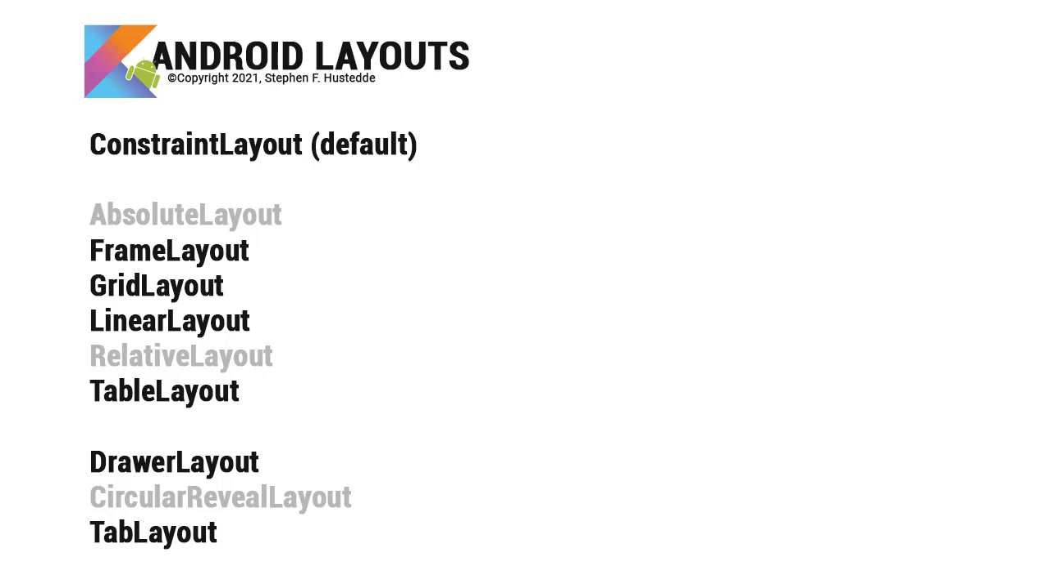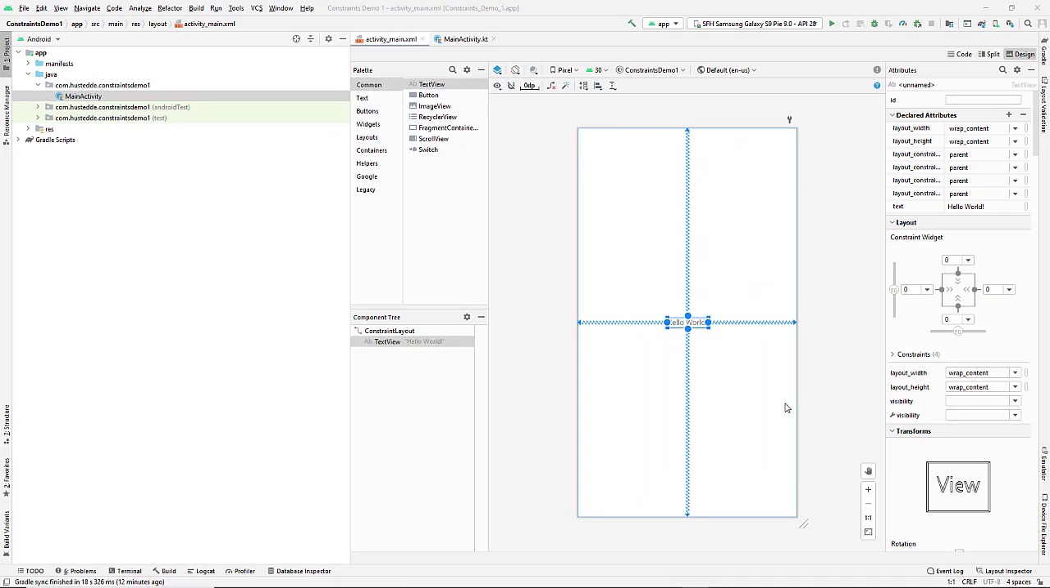I want to spend a little more time though on the constraint layout because that is the default, and that is probably the most useful and the most powerful of all the layouts. And since constraints can be a little confusing, let's talk a little more about how to use constraints to our advantage. I've created a new project called Constraints Demo 1 and used the empty activity, which gives us the Hello World text view centered in our XML file.